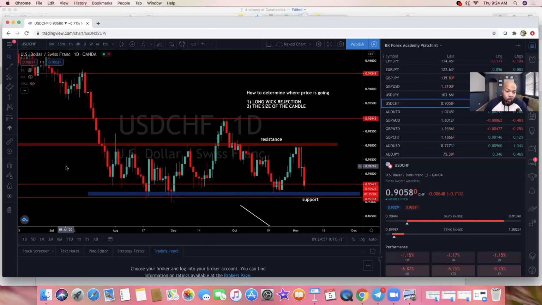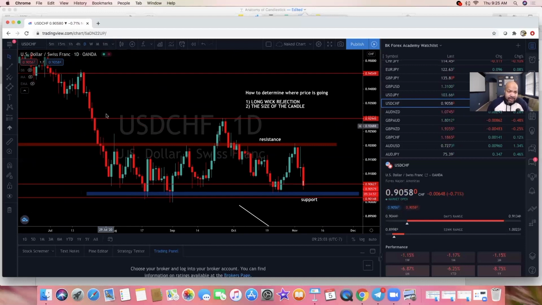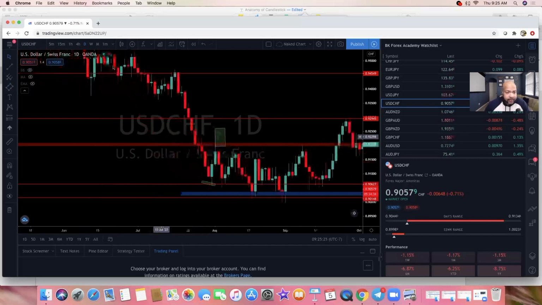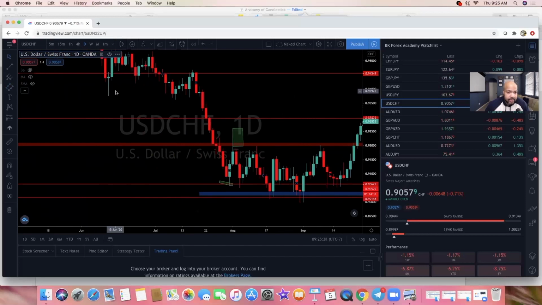Okay, now wicks tell a better story than when candles get smaller, but you'll see sometimes when candles get smaller. Okay, so here's some wicks here. Here's a wick here. As soon as it hit this long wick, it starts to reject. Here's another wick here. It started to reject and go the other way. Here's a wick, went the other way. Okay, so we see that, and then here's a long wick here. Starts to go the other way.